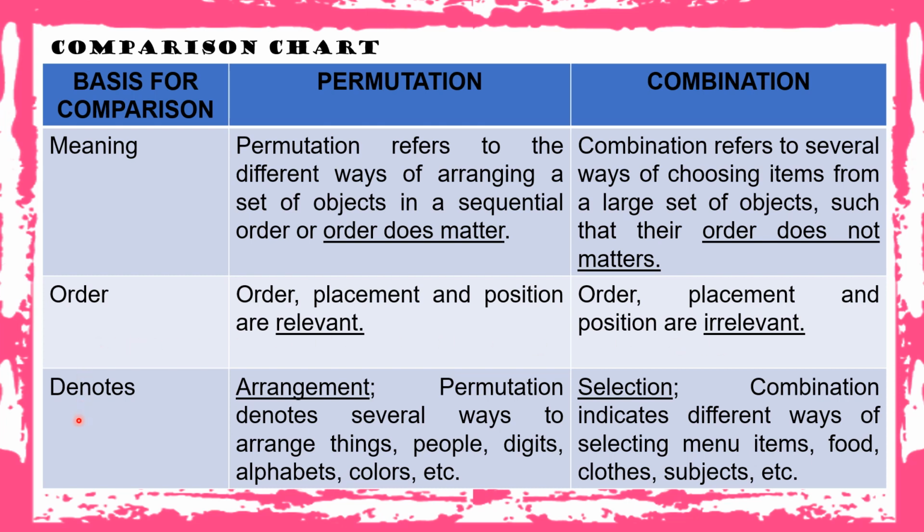The third one is for the nodes. In permutation, arrangement, permutation denotes several ways to arrange things, people, digits, alphabets, colors, and many more. But in combination, the selection indicates different ways of selecting menu items, food, clothes, subjects, and many more.